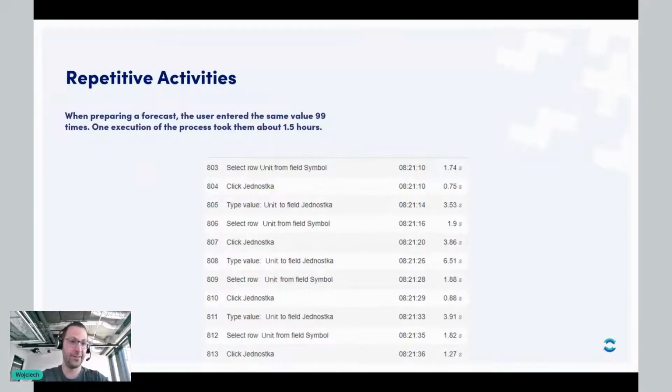So first one, repetitive actions, right? You can see that while preparing the forecast, the user enters the same value 99 times, right? 99 times. Just to be very honest with you, this process is not performed in the company very often. So it is maybe not the best process for optimization, because it will not provide amazing savings. It will not reduce the cost of operations drastically. But have a look from the user satisfaction perspective. Inputting the same information again and again is probably not the most satisfying thing people can do, right?